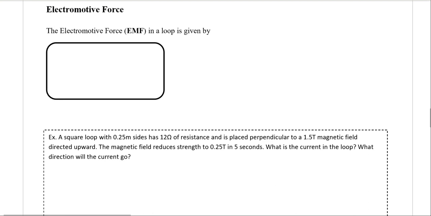The electromotive force is where we go from here. The electromotive force in a loop, which we signify with this curly E, is equal to N, the number of loops. In a single loop, N would be 1, but solenoids are often made of multiple loops, so each loop would see the same change in flux, multiplied by the change in flux per unit time.